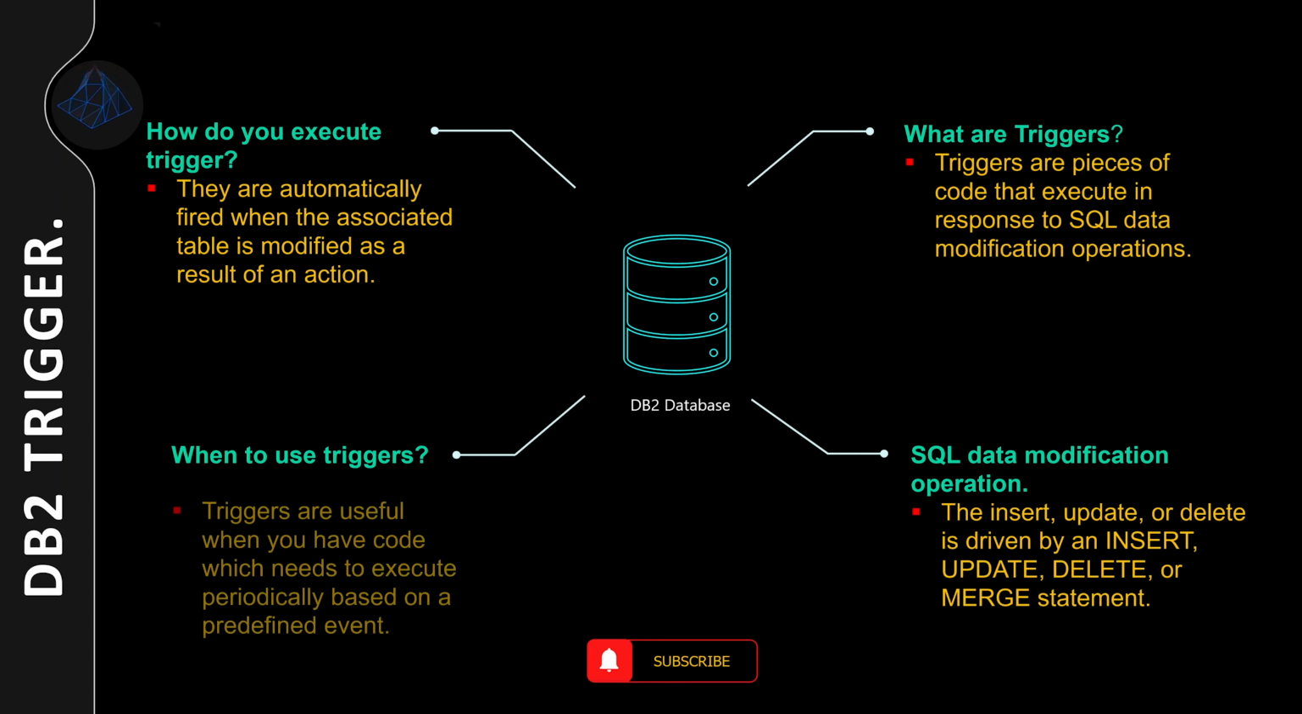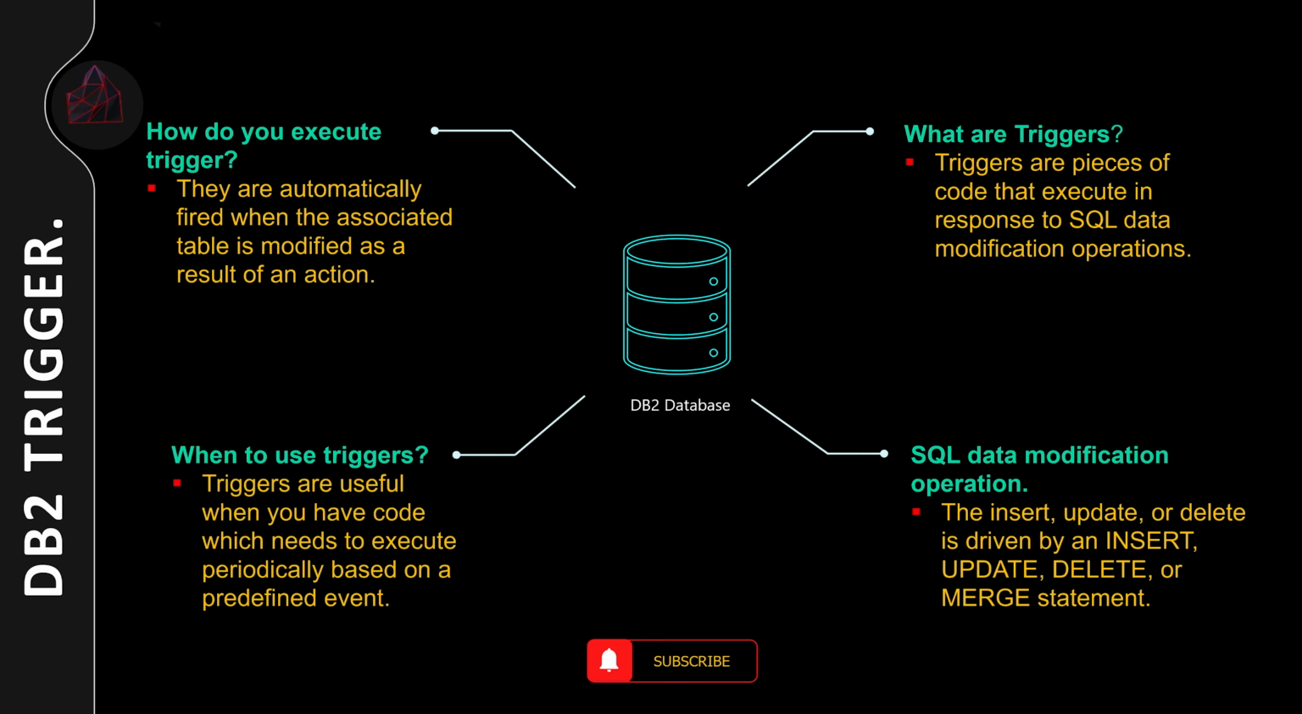Now let's move on to our next question, that is, when to use triggers. Triggers are very useful when you have a piece of code that you want to execute periodically based on a predefined event. This does not mean that you should use triggers for all scenarios, because they are expensive and you cannot ignore the cost involved in supporting triggers. So it is important to consider all factors before making a decision about triggers. You must consider cheaper alternatives such as constraints before choosing triggers.